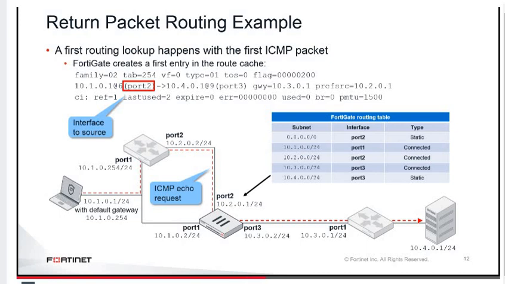One important detail in this network is that the local workstation default gateway is 10.1.0.254. This means that if you send an ICMP echo request from the local workstation to the remote server, the packet goes to the local router first, then to the FortiGate, then to the remote router, and finally to the destination. When the ICMP packet arrives at the FortiGate, an entry for the originating traffic is created in the unit route cache. This entry contains the interface to source, or the incoming interface where the packet arrived, which in this case is port 2.